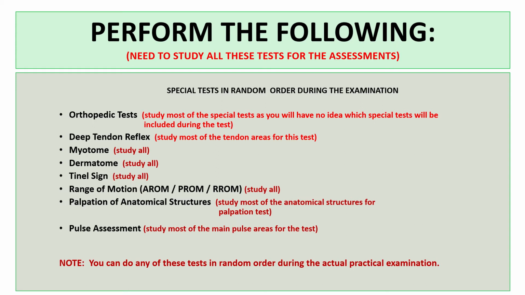Tinel sign: study all. Range of motion: AROM, PROM, RROM, study all. Palpation of anatomical structures: study most of the anatomical structures for the palpation test. Pulse assessment: study most of the main pulse areas for the test. Note, you can do any of these tests in random order during the actual practical examination.